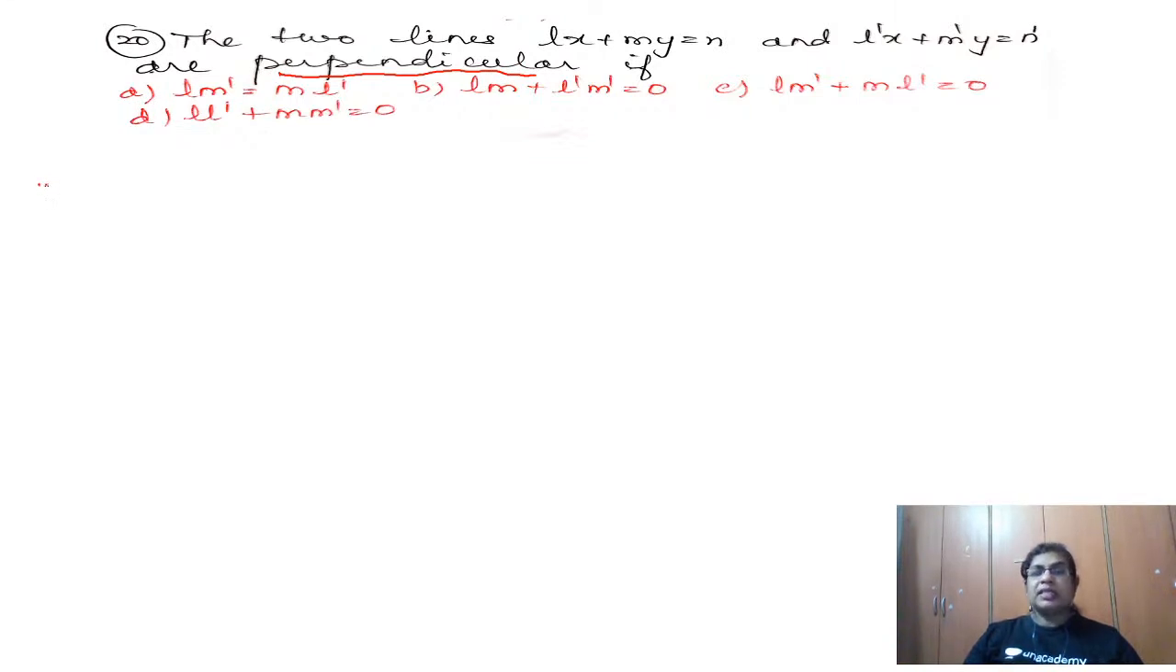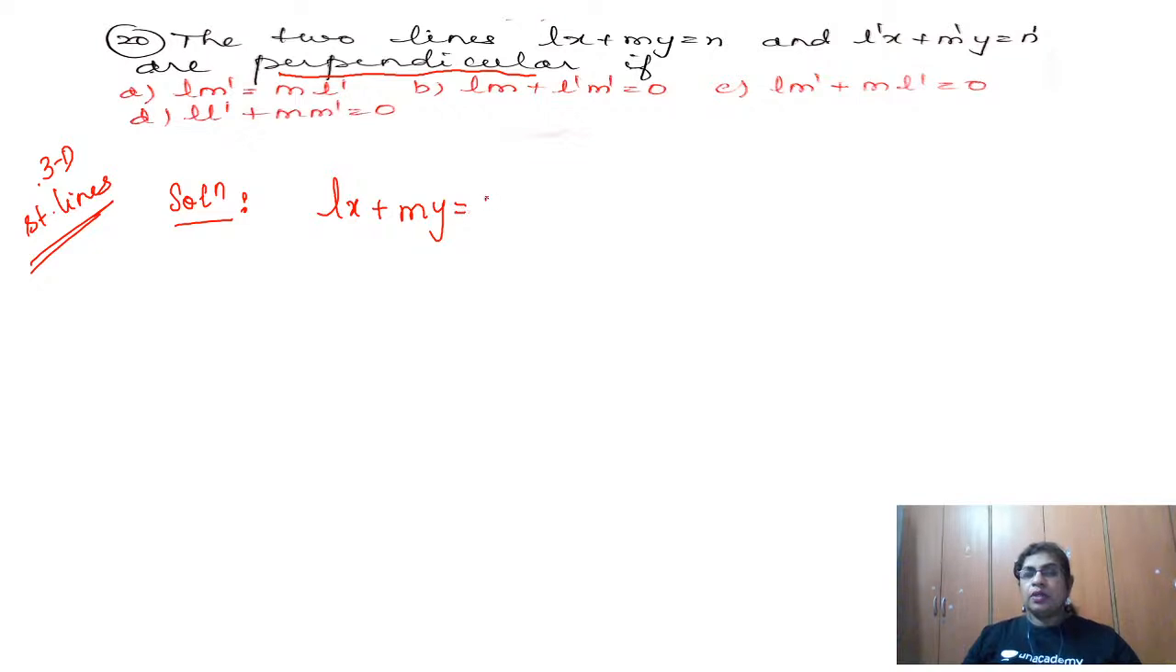Or I can say also it is a straight lines extension. So either a 3D chapter or a straight lines chapter will have the same type of question. So what is the solution here? What do I find here? I find the two lines are given. Lx plus my is equal to n and L dash x plus m dash y is equal to n dash.